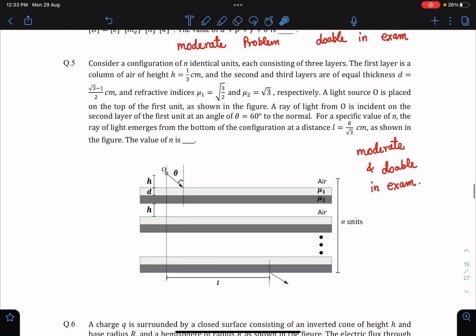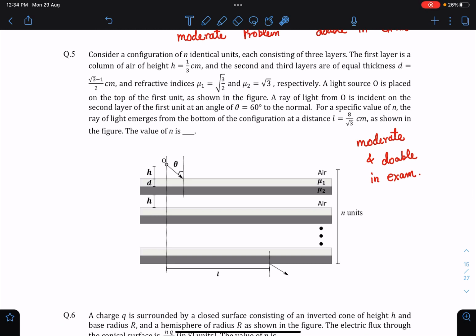After this, multiple times you have to go through these refractions. Earlier also in PYQs you would have seen a similar type of question. So it was a moderate difficulty level, straightforward problem, and it is doable in the exam hall. But I don't think many people would have got it correctly. Let's see. However, I'm keeping it in the moderate part.